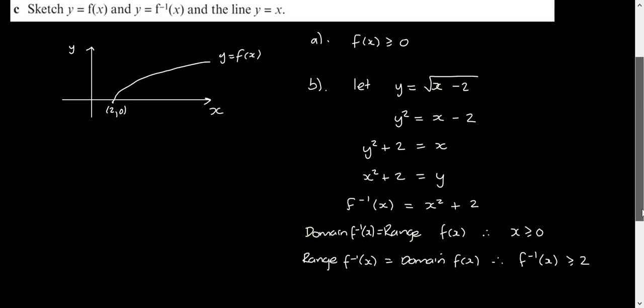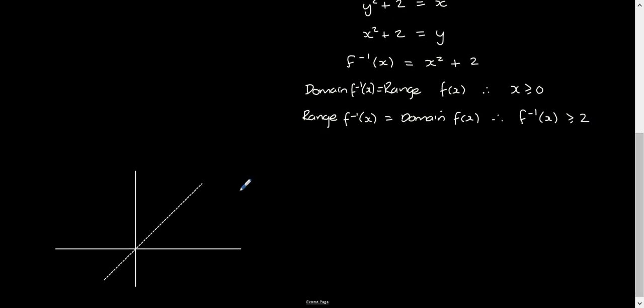So in part C, we're being asked to sketch f of x and f to the minus 1 of x and the line y equals x. So I've put the line y equals x in here already. There's our x, there's our y. Remember our sketch of f of x looked like this, where we had 2, 0. And if we look at our function here, x squared plus 2, we know that that goes through the y-axis at 2, and we know that it's a quadratic.